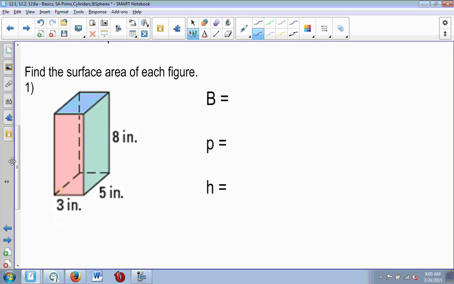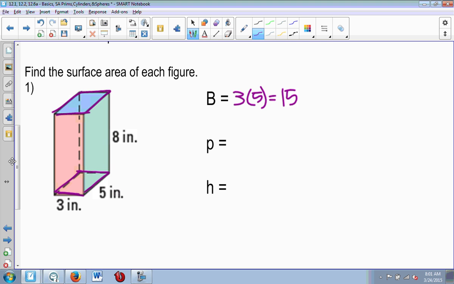The first figure that we're going to find the surface area of is a rectangular prism. So what we're going to do first is identify that my bases are these rectangles on the top and the bottom. And all we're going to do for big B here is find the area of that rectangle. We should know how to find the area of a rectangle. It's just length times width. In this case, 3 times 5 is going to give me a big B of 15.